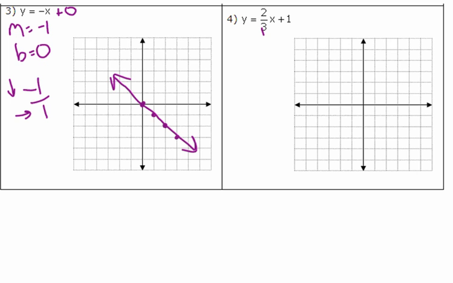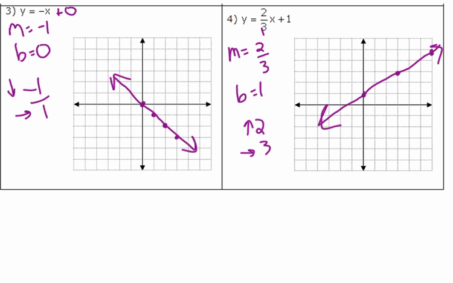So last one. Here, my slope is 2/3. My y-intercept is 1. So on my y-axis, I make a point at 1. And since my slope is 2 over 3, it means I'm going up 2 because it's positive, and to the right 3 because it's positive. So from my y-intercept, I'm going up 2, over 3 to the right, and then I make a point. Up 2, over 3 to the right, and then I make a point. Now, I can connect my dots, or my points, to make my line.